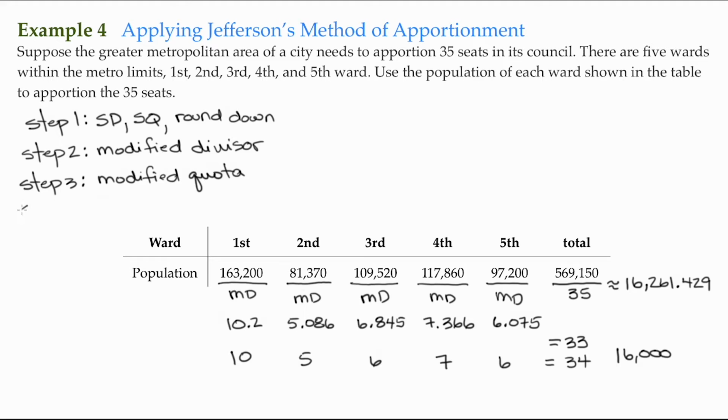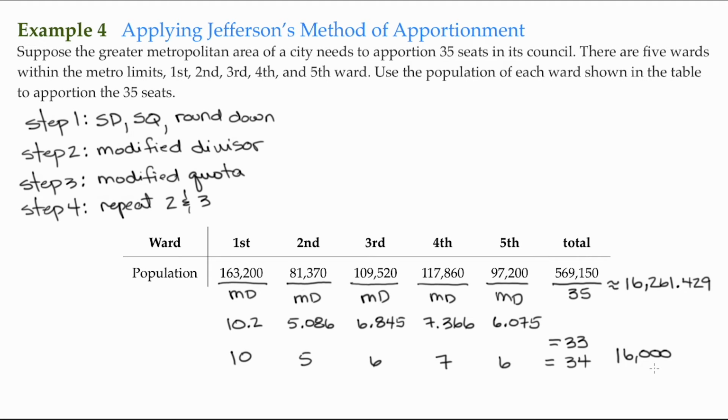So step 4 of Jefferson's method is to repeat 2 and 3 until there's no seats left over. So we'll do it again. So we did 16,000. We want to go even smaller because when we divide a smaller divisor into here, we're going to get a larger result out.